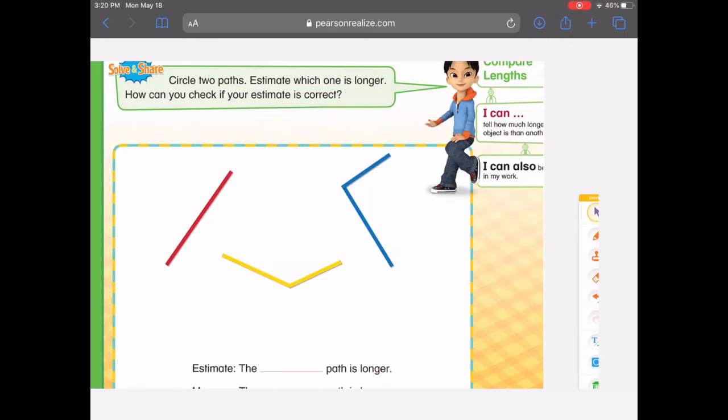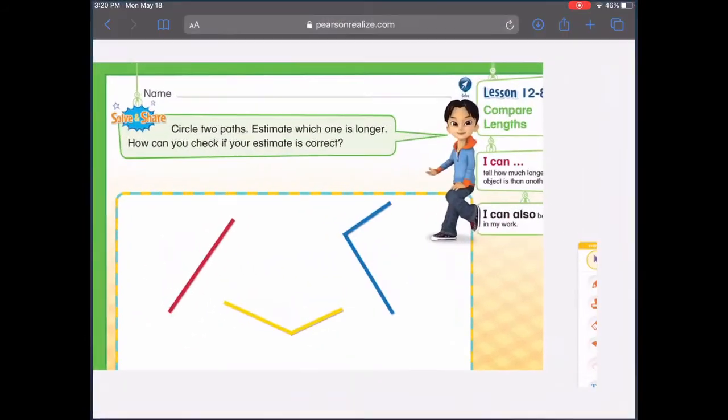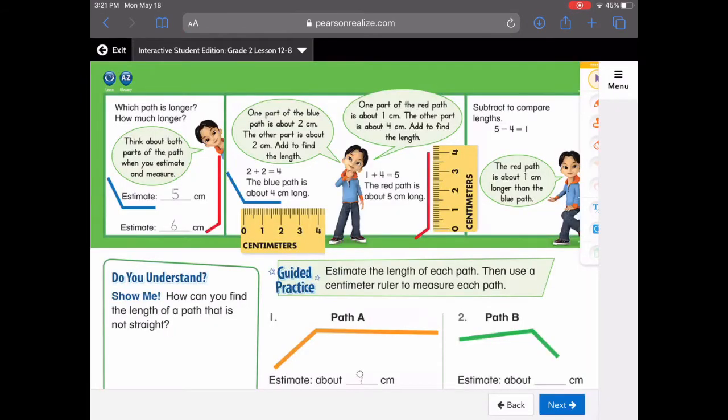Okay. We will take care of solve and share if you come to the Zoom lesson. So for now, I'm going to go ahead and go straight to the visual learning boxes at the top. Let's look at the visual learning boxes at the top of page 736. Okay, so our friend's asking which path is longer and how much longer is it? And we're going to use centimeters for this lesson. So think about both parts of the path when you estimate and measure.